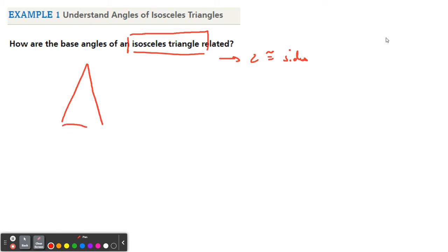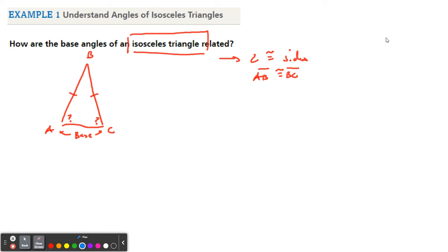Let's call this vertex A, this vertex B, and that vertex C. Let's say that segments AB and BC are congruent. So AB is congruent to BC. That's my pair of congruent sides. The side not marked congruent is called the base, so this bottom side here is the base. We want to know how these base angles, angle A and angle C, relate. That's the question.